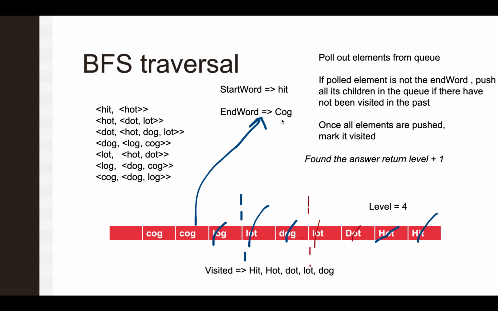We found the terminal word and we return level plus 1 as our answer, because as I told you about transformations, plus 1 gives us the accurate answer, and hence level acts as the number of transformations that we have done from the root of the graph, root being the start word in this case. So let's quickly code this up.